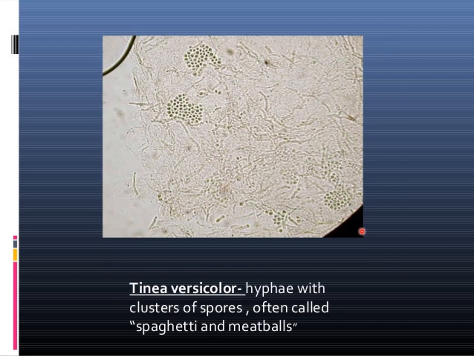Tinea versicolor, hyphae and spores, spaghetti and meatballs. Thank you very much.